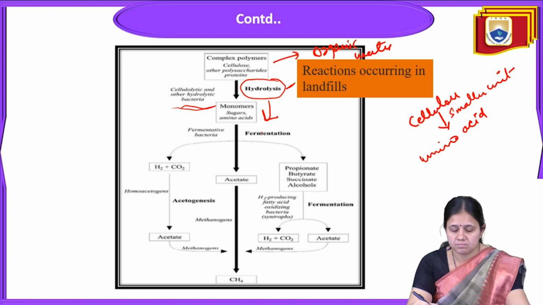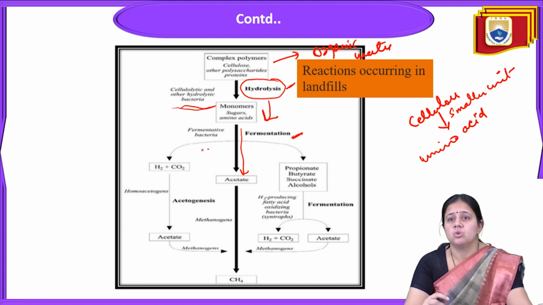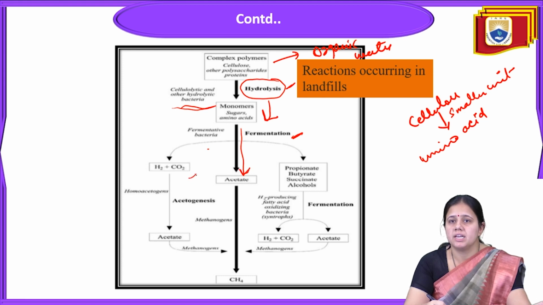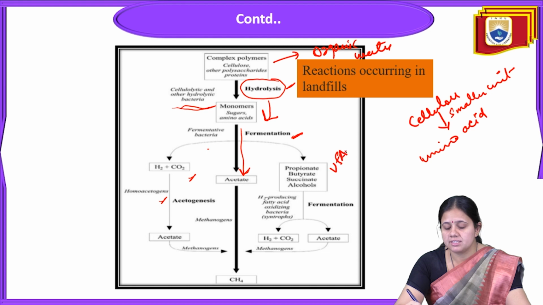Next, it will go to the acetate. The fermentation step will be there, and in the fermentation step, fermentative bacteria are there. That bacteria can survive and work in the absence of oxygen. So these smaller units can be converted to acetate. Then again, homoacetogenesis happens and volatile fatty acid will be formed.